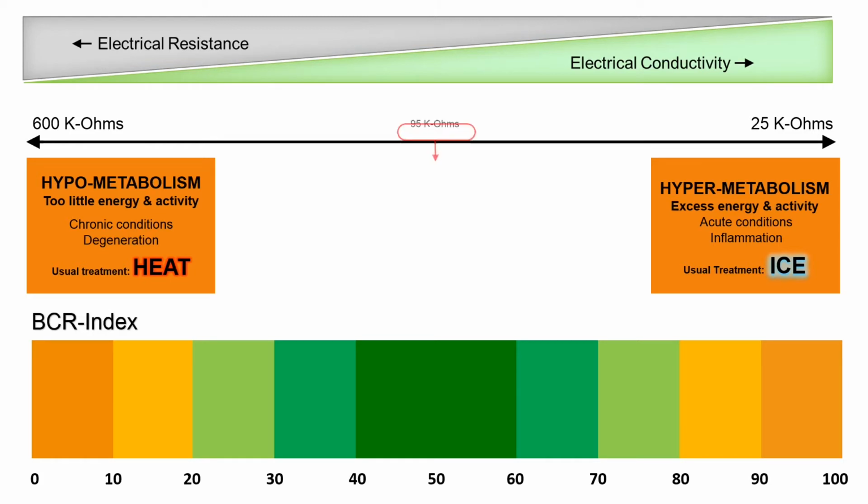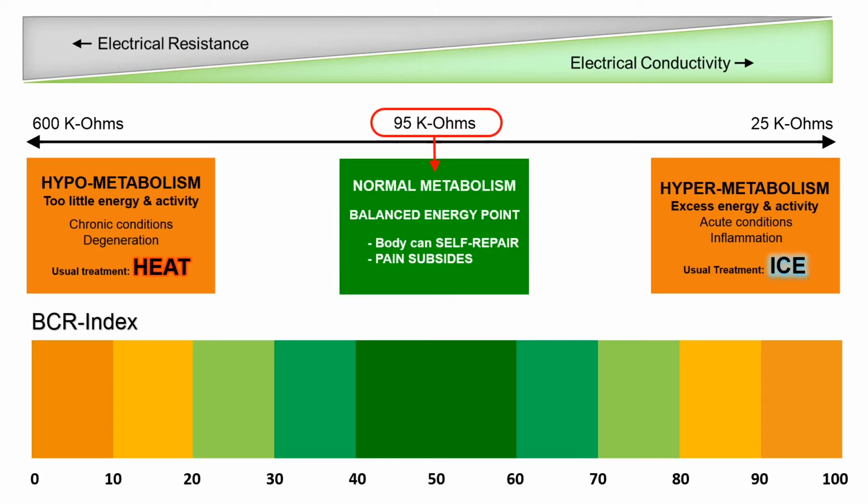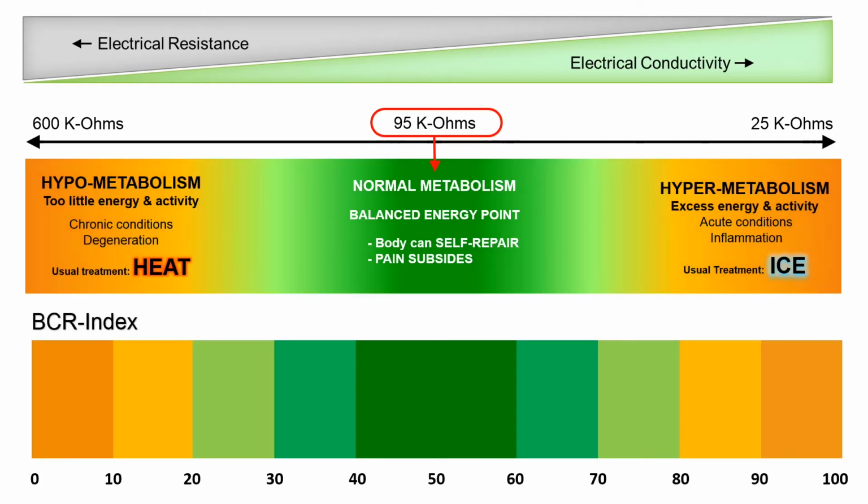So in the middle of these two, you have the normal metabolic situation. This is found to be at 95 kilo ohms of resistance. So this is the 50 mark. This is what the machine is attempting to do. The machine actually reads where the condition is, and then it has its own treatment algorithms built in to bring the resistance to 95 kilo ohms on the 50 point. So this is how we have arrived at the BCR index. If you look at the color scheme, this is what it represents.